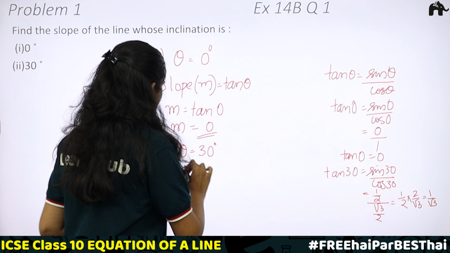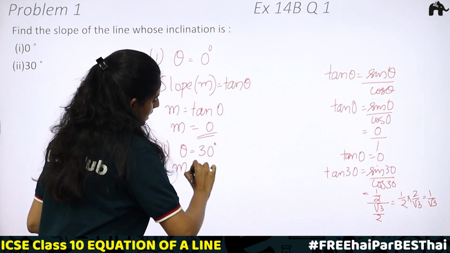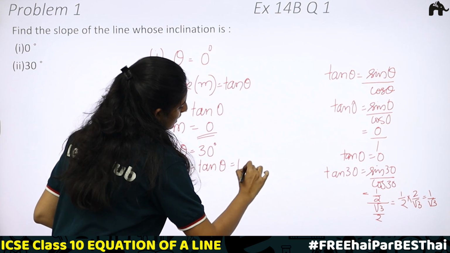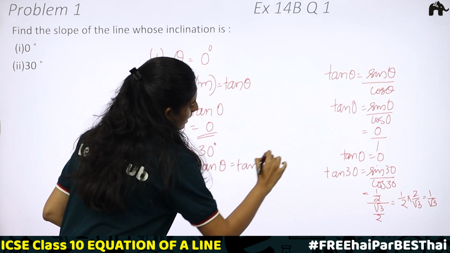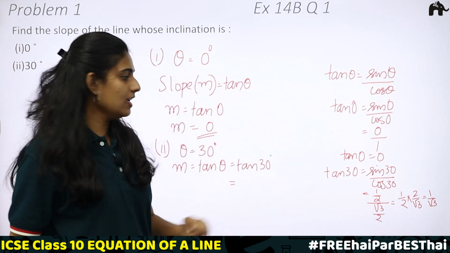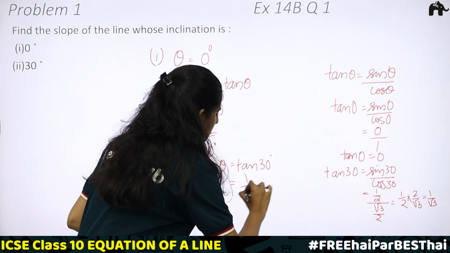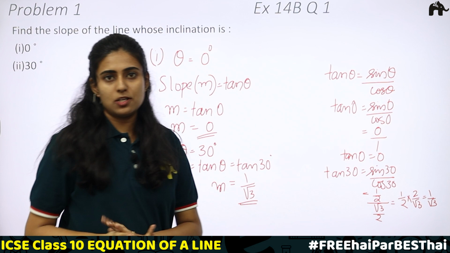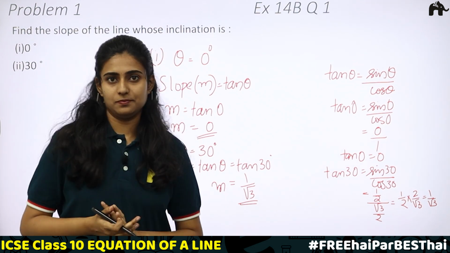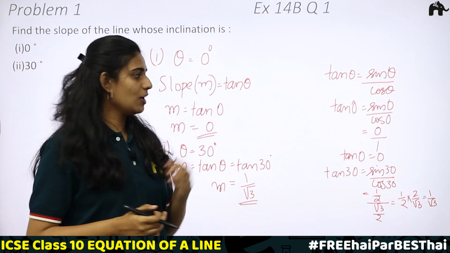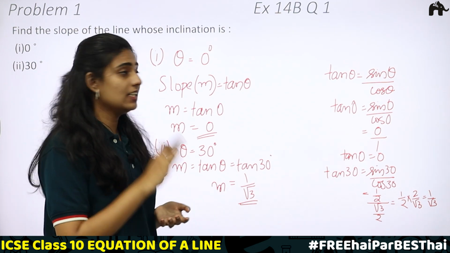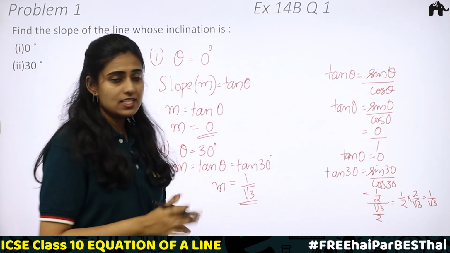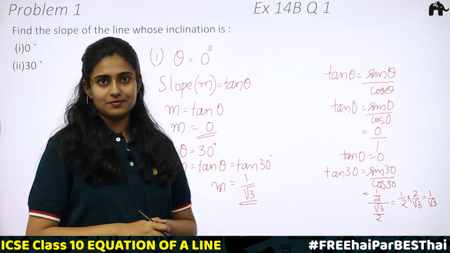Okay, therefore, here slope m is equal to tan of the angle theta, which is tan 30 degree. What is the value of tan 30 degree? Tan 30 degree is equal to 1 by root 3. Therefore, slope m is equal to 1 by root 3 in the second question. Clear? Now, if you have tan 60, that is inclination is 60 or inclination is 45, whatever angle it is, you can easily find. Clear?